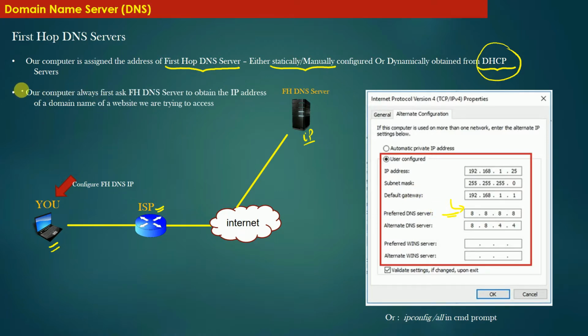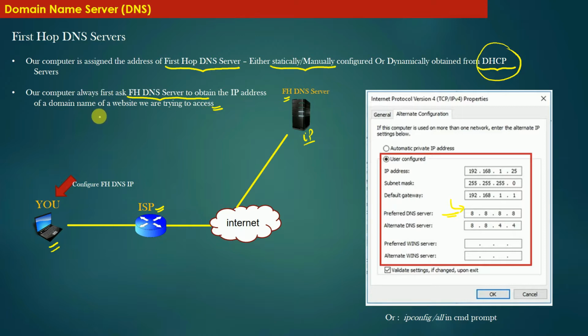Now let us discuss the functionality of the first hop DNS server. Our computer always first asks the first hop DNS server to obtain the IP address of the domain name of a website we are trying to access. When you try to access any website on the internet, the first thing your computer needs is the IP address of the host server machine which is hosting that particular website. To know the IP address of that host server, your computer first asks the first hop DNS server, hey, what is the IP address of the website which I am trying to access?